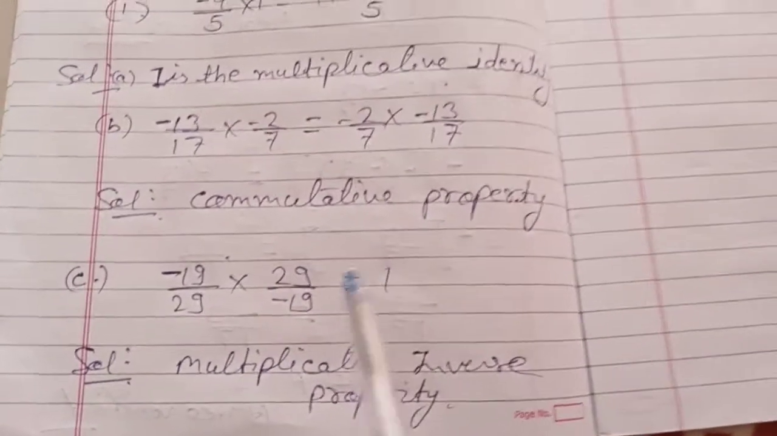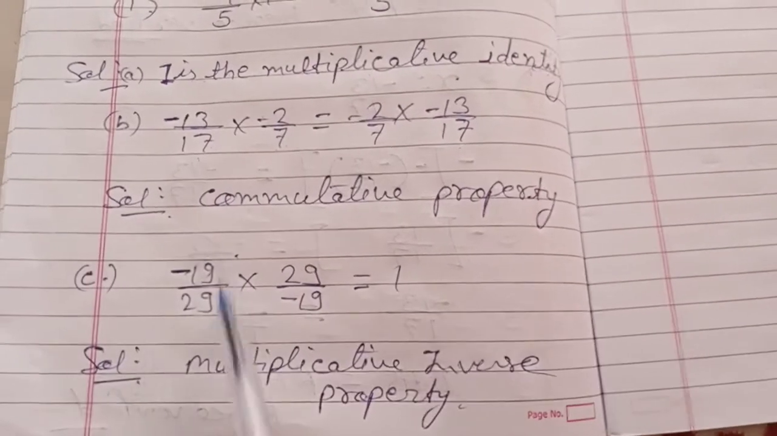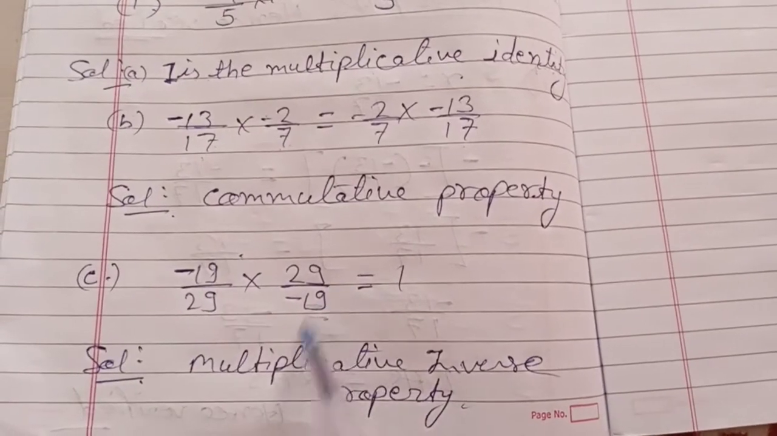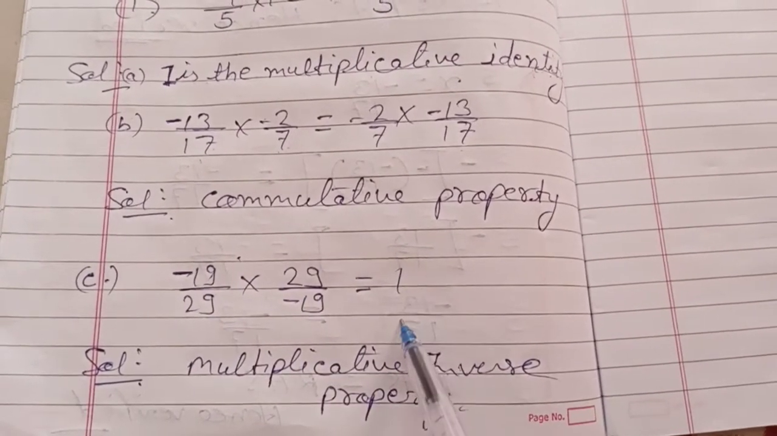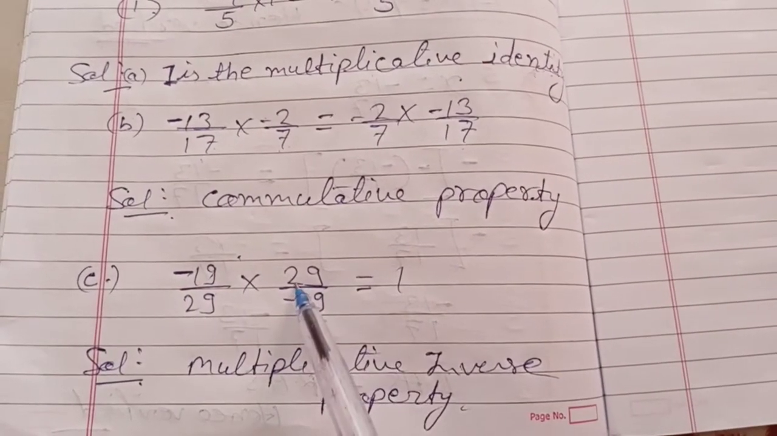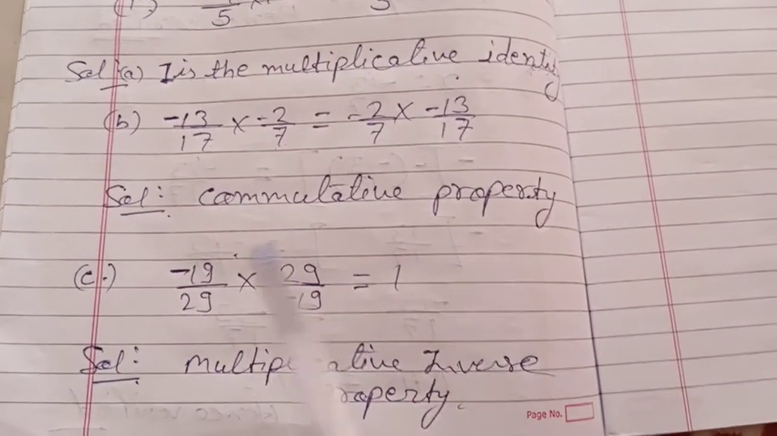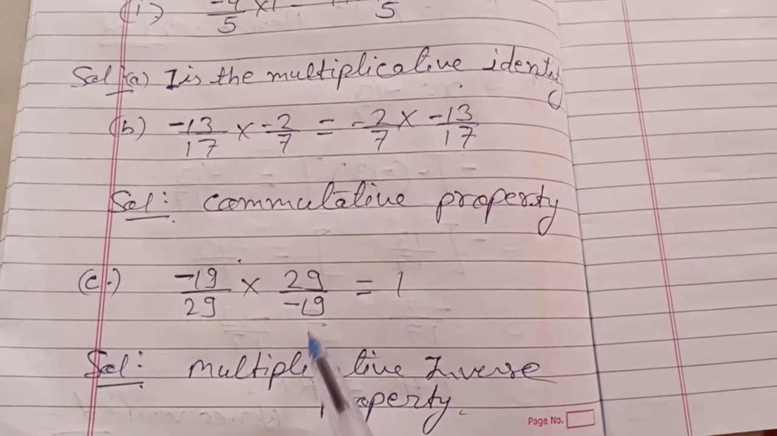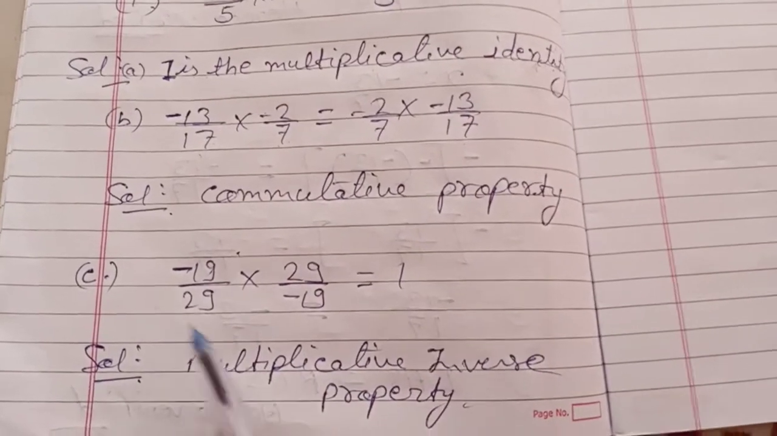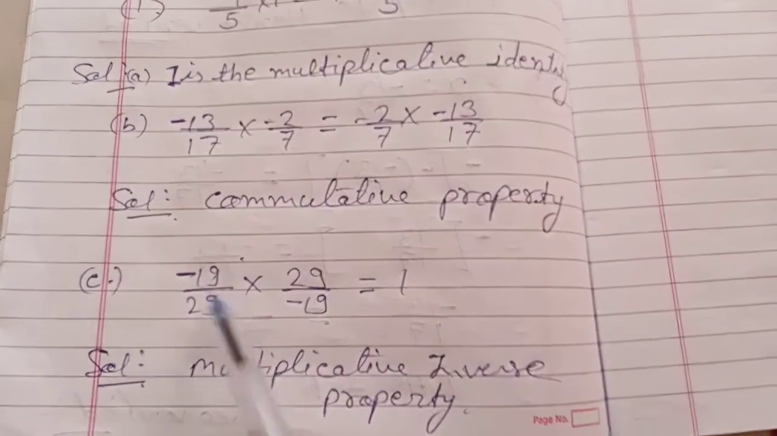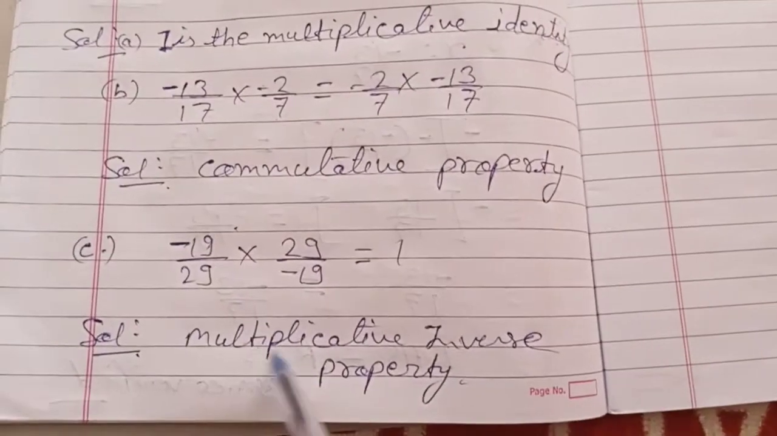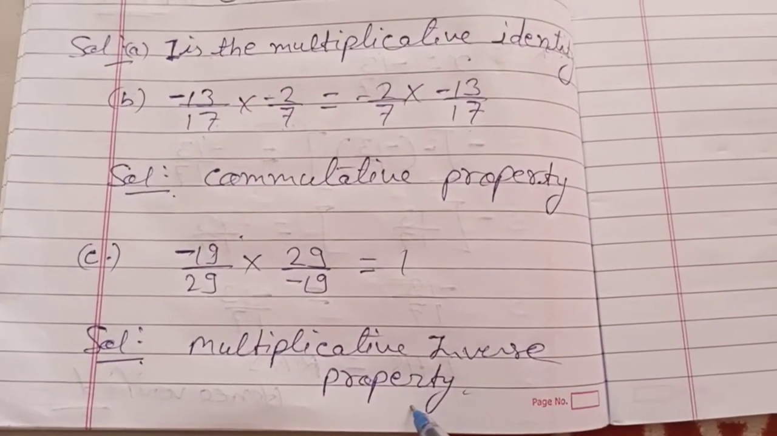And always remember, when we multiply a fraction by its multiplicative inverse, you will always have the answer 1. Always, because 19 can be cancelled by 19 and 29 can be cancelled by 29. When you multiply a fraction by its multiplicative inverse, you always get the answer 1. So this is the way to check whether you have found your multiplicative inverse correctly or wrongly. So this kind of property is said to be the multiplicative inverse property.